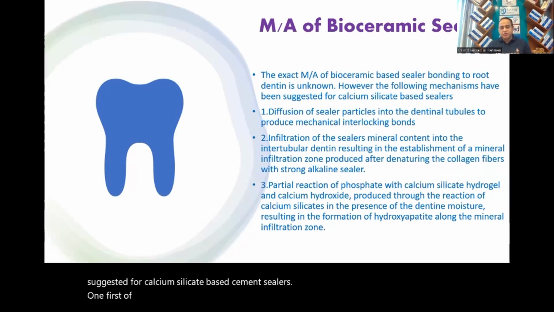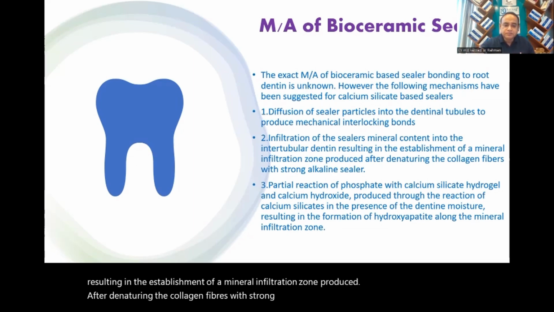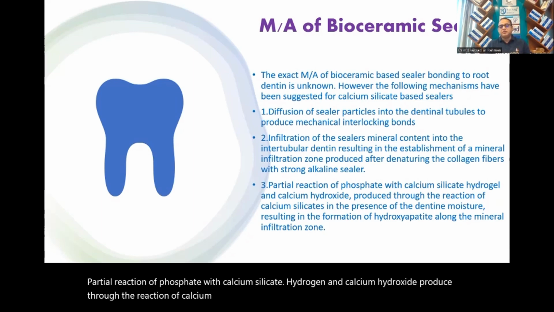First of all, diffusion of sealer particles into the dentinal tubules to produce mechanical interlocking bonds; infiltration of the sealer material content into the intratubular dentin, resulting in the establishment of a mineral infiltration zone produced after denaturing the collagen fibers with a strong alkaline sealer; partial reaction of phosphate with calcium silicate hydrogel and calcium hydroxide produced through the reaction of calcium silicates in the presence of the dentine moisture, resulting in the formation of hydroxyapatite along the mineral infiltration zone.